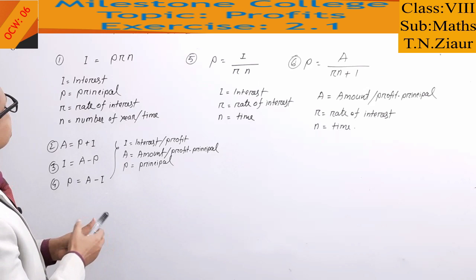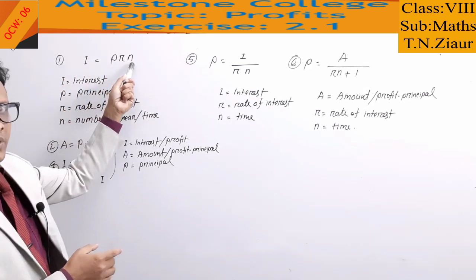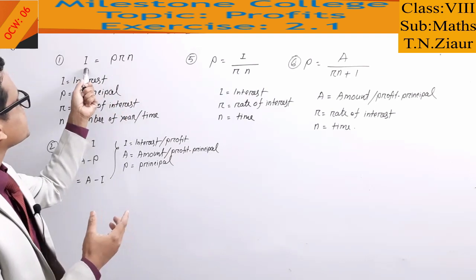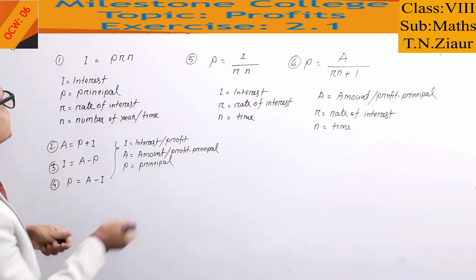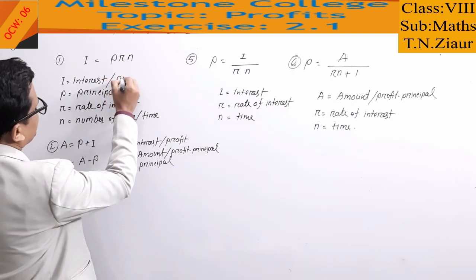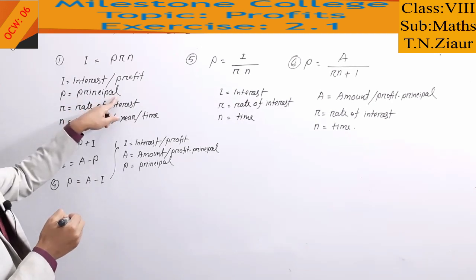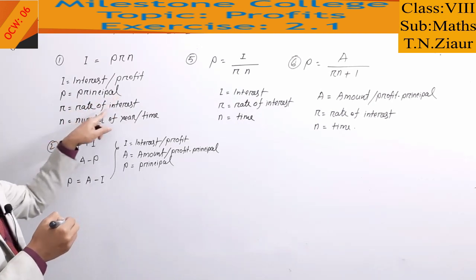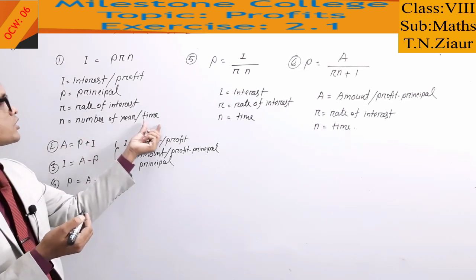Okay, so first we have to know this formula: I is equal to PRN. But what are the details of this I is equal to PRN? I is equal to interest or profit. P is equal to principal, and R is equal to rate of interest or rate of profit. N is equal to number of years or time.